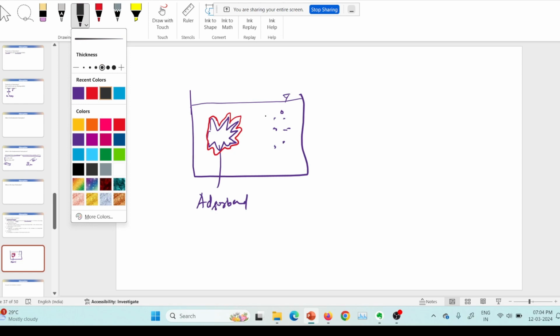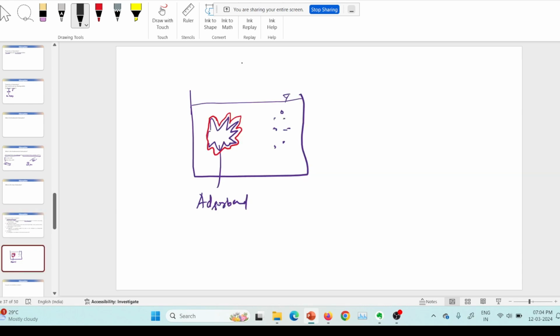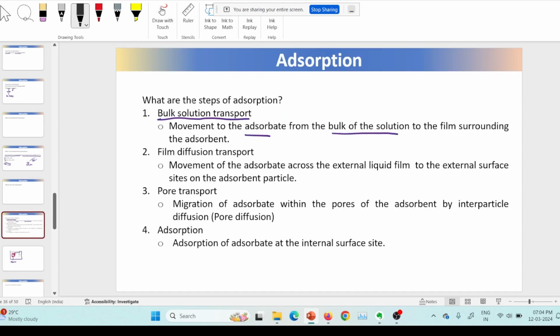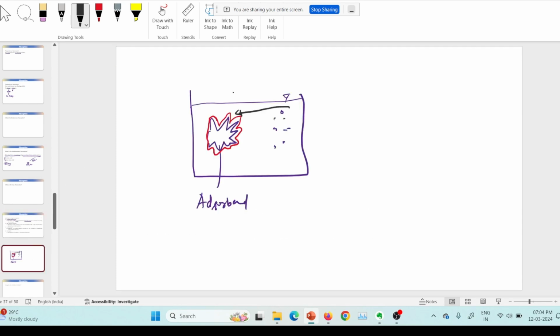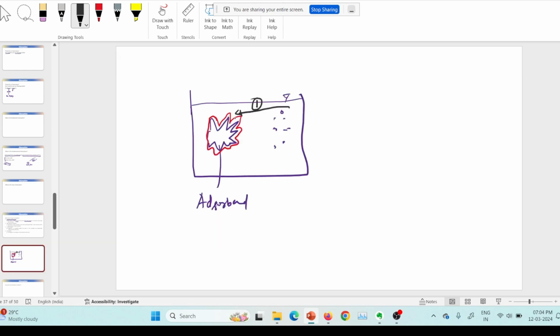So the first one is bulk diffusion. The pollutant will come from the bulk to near this layer. So this is step one. Bulk solution transport is movement of adsorbate from the bulk of the solution to the film surrounding the adsorbent. So the adsorbate will come near the film surrounding the adsorbent. This is step one.